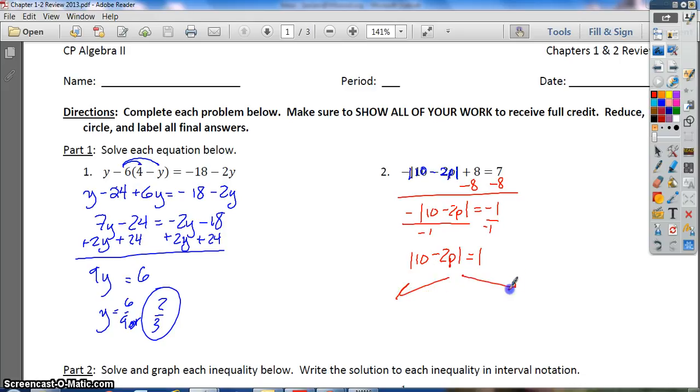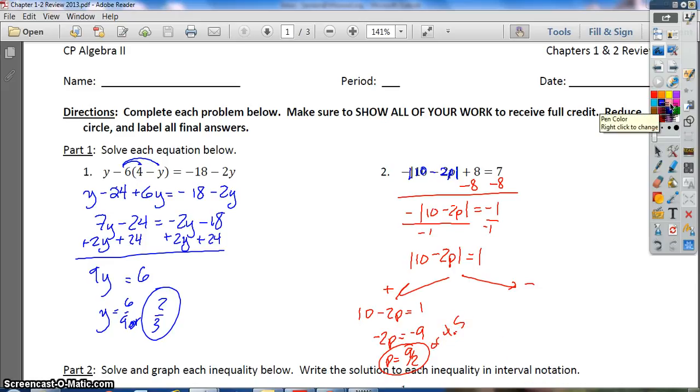Now, this is the part where people go awry. The positive 1, people never forget. Because they usually just dish the absolute value and go through this. So I'm going to subtract 10 over. Negative 2p equals negative 9. Divide by negative 2, this is 9 over 2, or 4.5. There's one answer.